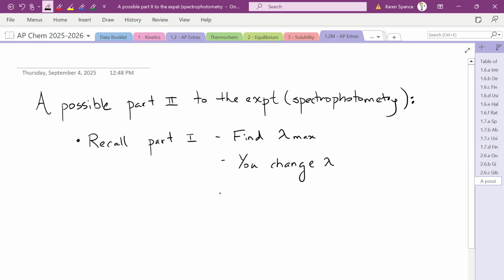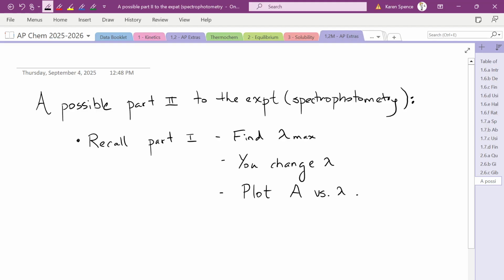And what do you plot? Absorbance versus wavelength. Okay, so that's part 1. A possible part 2, and this is relating this to your current unit, a reaction rates kind of a thing.